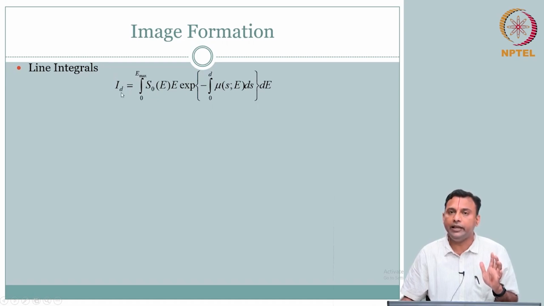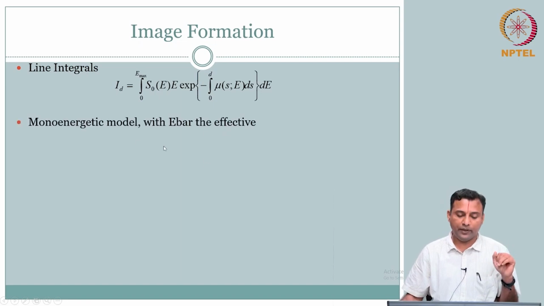This ID should be simplified mathematically, right? This expression has to be simplified so that it becomes mathematically tractable. Why? Because we want to use that mathematical tractability to our advantage so that we can end up getting this mu as a function of S, right, and E.